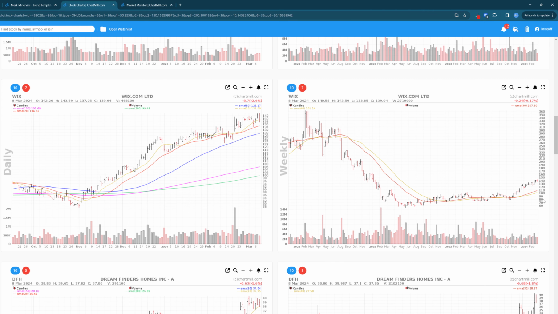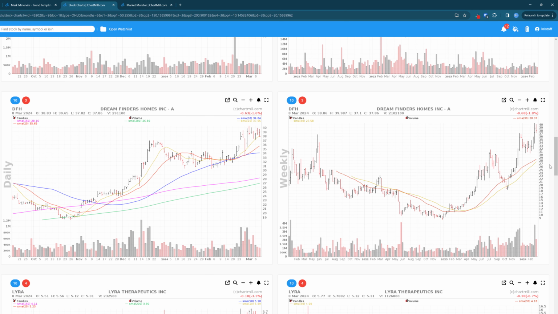Wix, it tried to break out and it was a false breakout. So it went down last Friday a little bit more than 2.5%. But as you can see on the weekly chart, it's definitely the beginning of a premature stage 2 uptrend. So if it can recover this 10 SMA, that would be some strong price action. And so it's one that I'm keeping in my watch list.